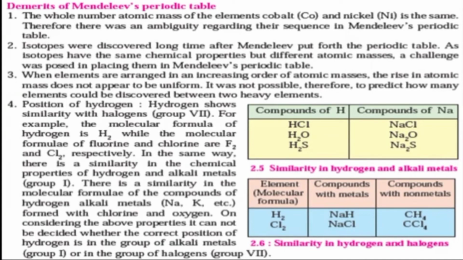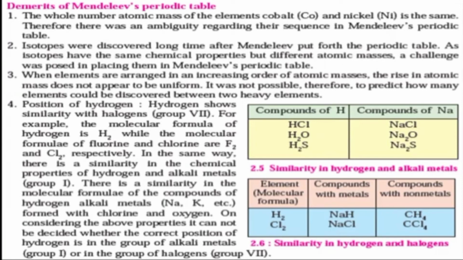Demerits of Mendeleev's periodic table. As there were merits of Mendeleev's periodic table, there were also a few demerits which led to the failure of his periodic table. The atomic mass of cobalt and nickel is approximately the same. So there was ambiguity, or rather confusion, about the placement of these elements in the periodic table.